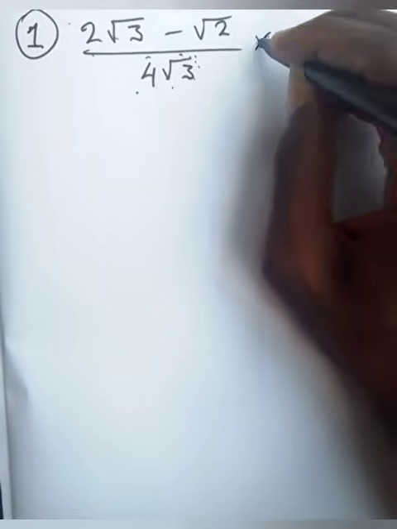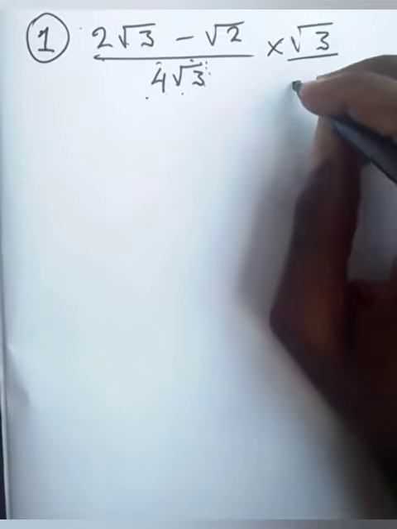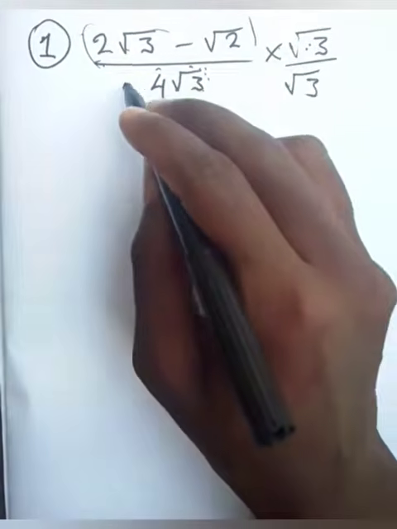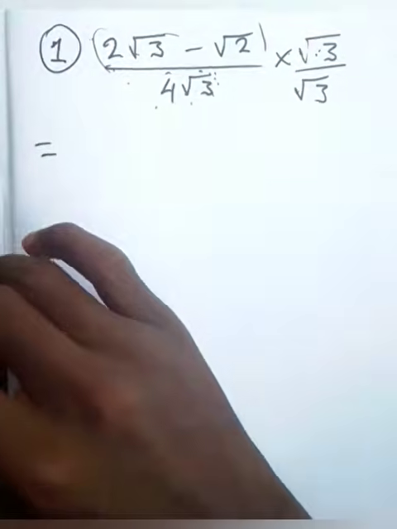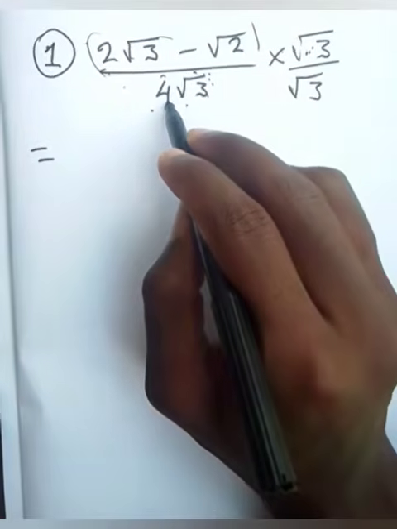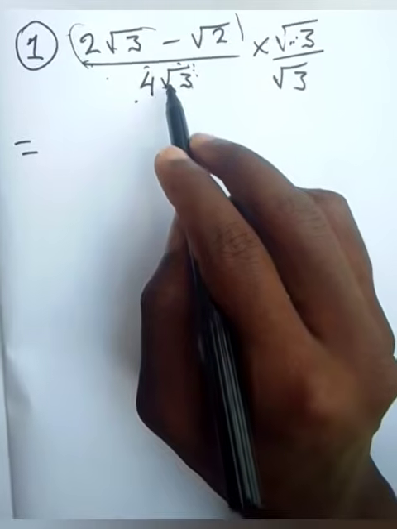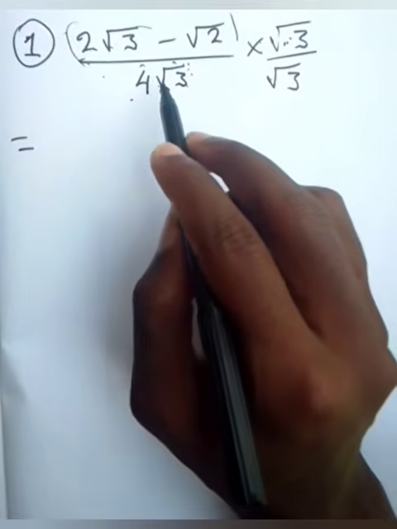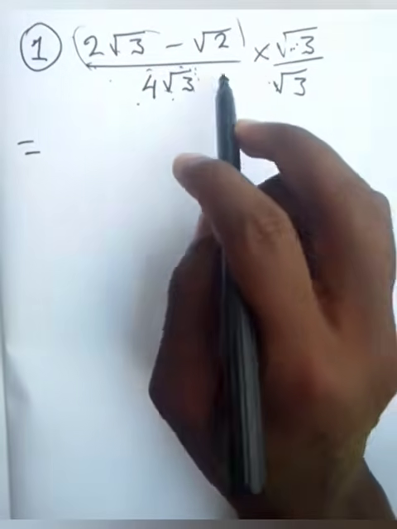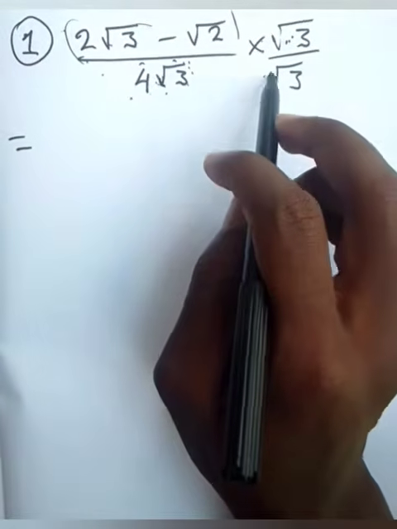So we're going to say times square root of 3, basically multiplying throughout. No need of getting the 4, because we just want to get rid of this. If you remember the rules of multiplying radicals, if you multiply a radical and a radical which have the same roots, like these two square roots, they cancel each other.